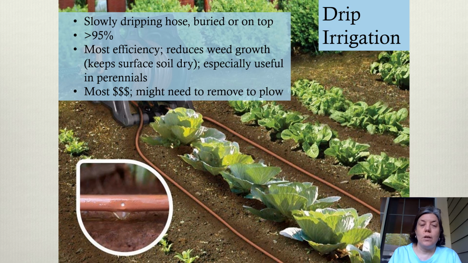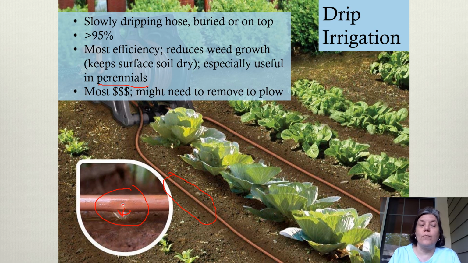The next type of irrigation that you need to know about is drip irrigation. What you do is you have a slowly dripping hose and you bury it either on top of the soil or right below the soil. Here's my hose right here. In the hose I've got tiny little holes and they drip water out. So it's very slow, but what happens is it's over 95% efficient. So it's the most efficient. This is the great advantage of it. It reduces weed growth, keeps the soil surface dried, you don't get waterlogging. It's especially useful in plants that come back year after year. Those are called perennials. Those are plants that come back every single year.